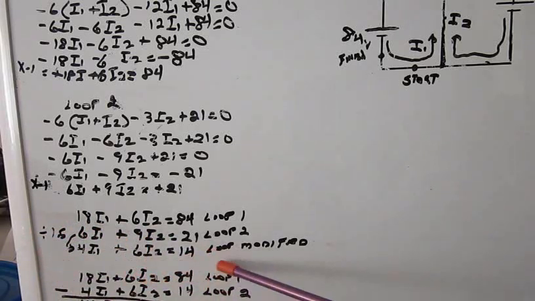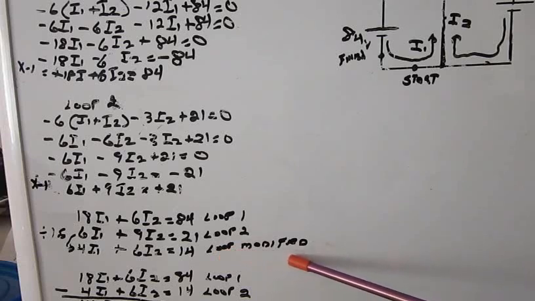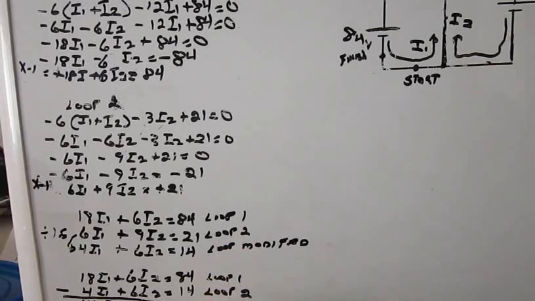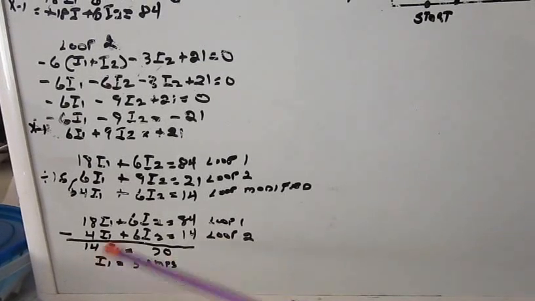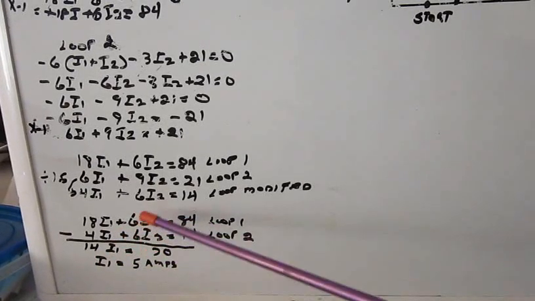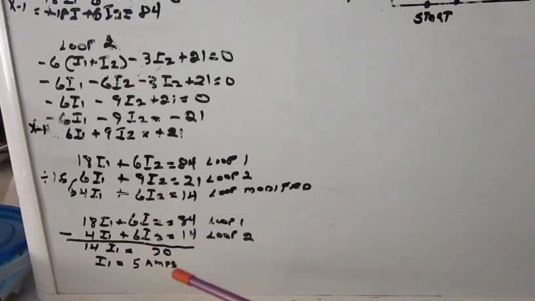We substitute this modified loop equation in this base equation down here, and we see that the two I2 terms drop out, and we simply subtract. 14 I1 is equal to 70. Okay, 84 minus 14 is 70. So I1 is 5 amps. Now that is the solution.